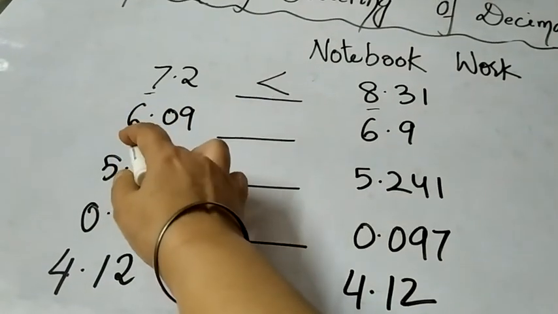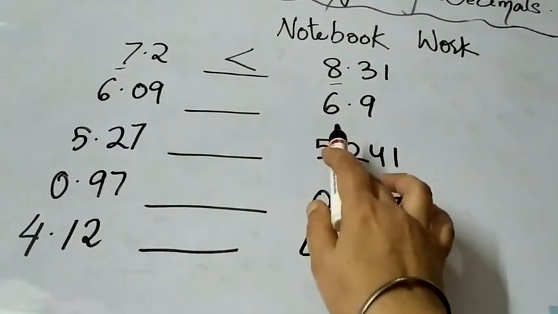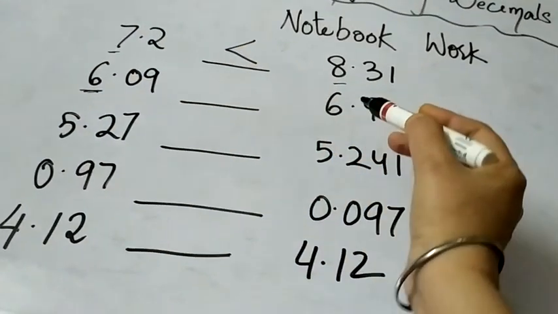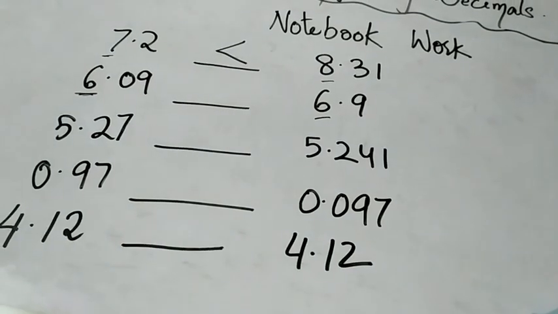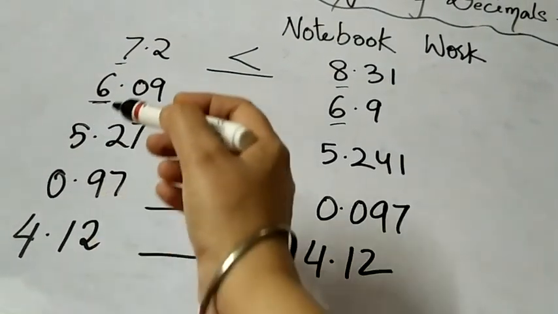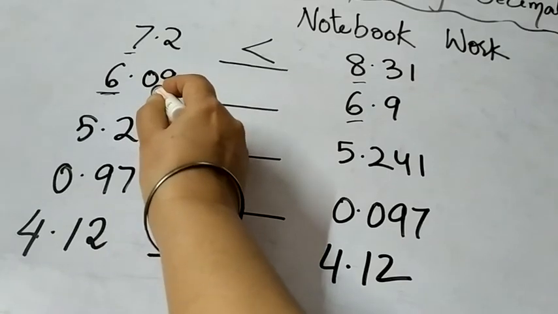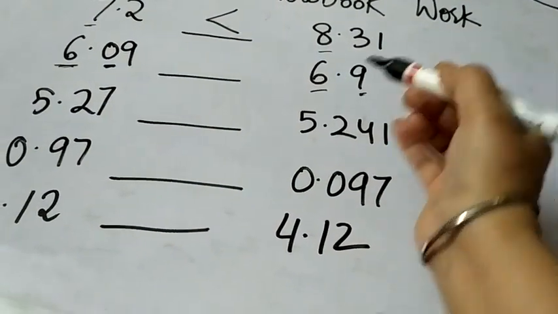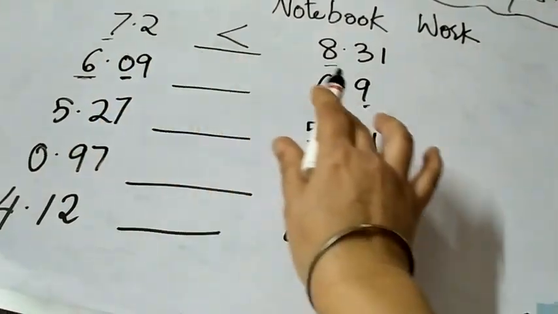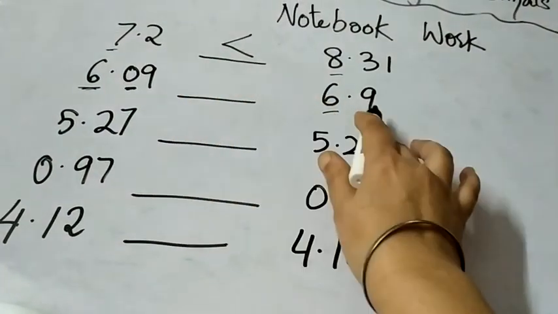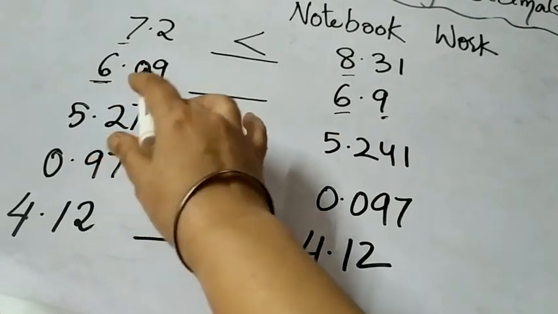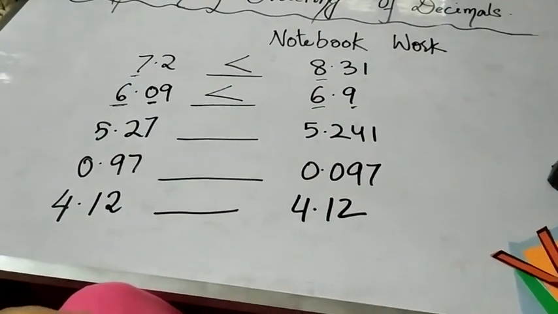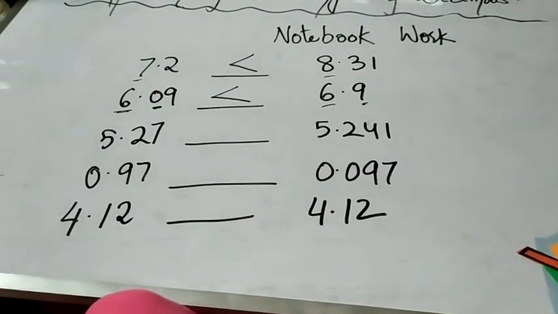Now look at this one. It is 6.09 and here it is 6.9. Let's compare the whole parts. 6, same. So we don't know which one is bigger. Now moving to the next digit. It is 0, and here it is 9. Which is bigger, 0 or 9? 9 is bigger. So 0 is smaller. So this number is again smaller. So 6.09 is smaller than 6.9.